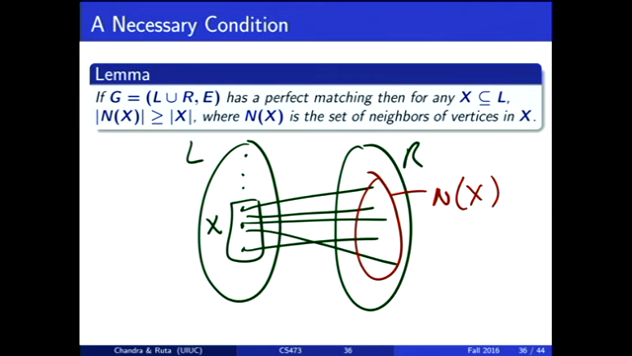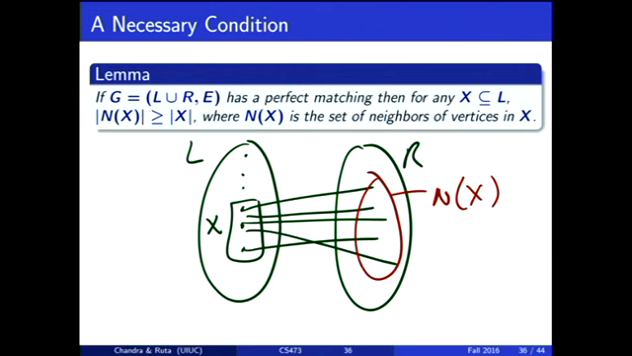So if you find a set of vertices X such that the neighborhood of X is smaller than the size of X, you can convince your friend, no? Agreed? So how can you have a perfect matching? These guys cannot be matched because there are too few people to match them. That's an easy certificate to convince your friend. Is that clear?